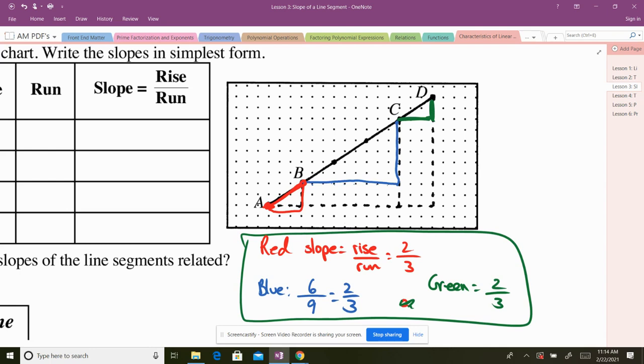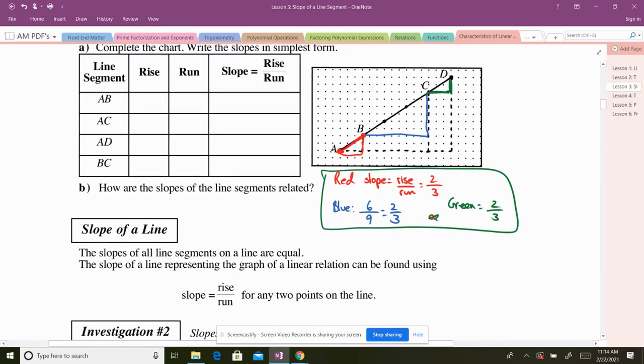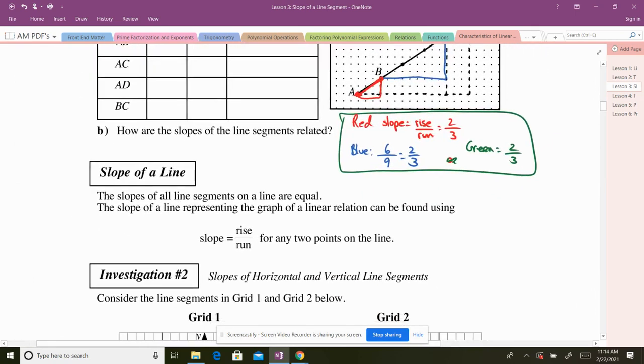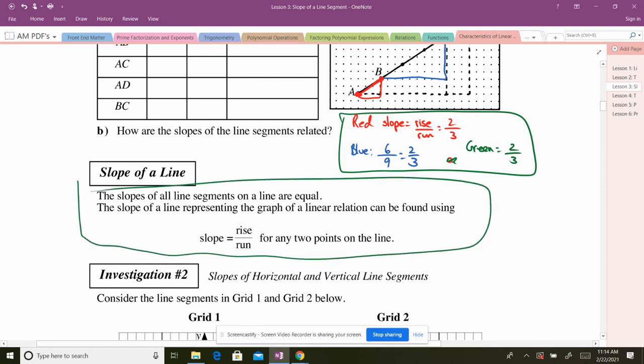They're all on the same line. It's all part of the same line. It doesn't matter what 2 points you pick. As long as they're on the same line, you will get the same slope. You just may have to reduce the fraction, but it will always be the same slope. Yes, you always want to reduce it. The slope of all line segments are equal. That's what this says. It doesn't matter what 2 points you pick, you will get the same slope.